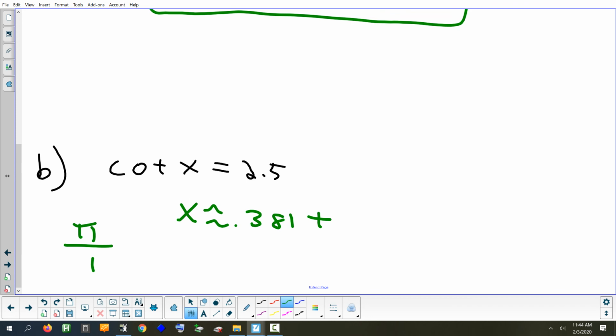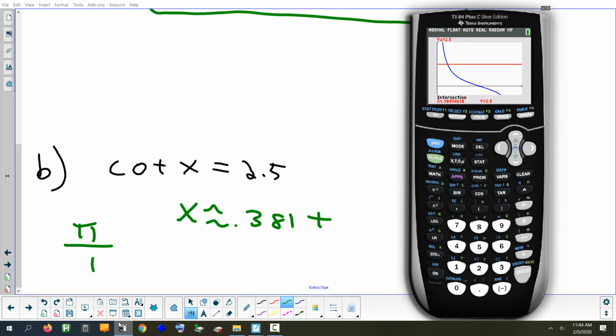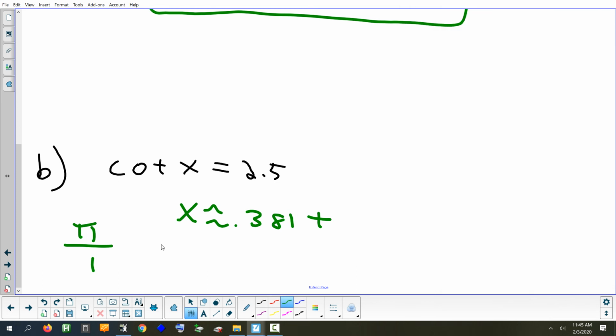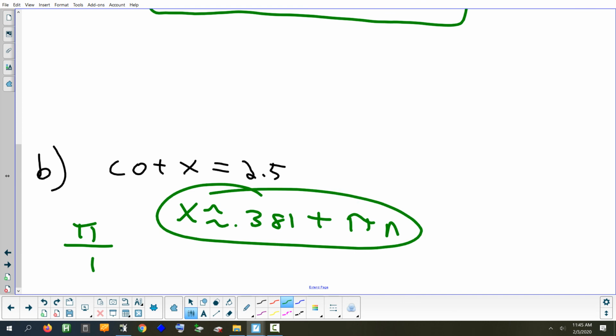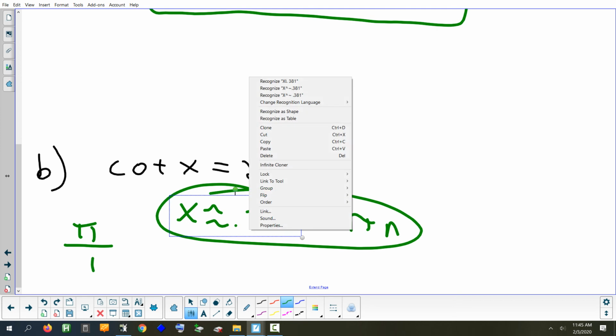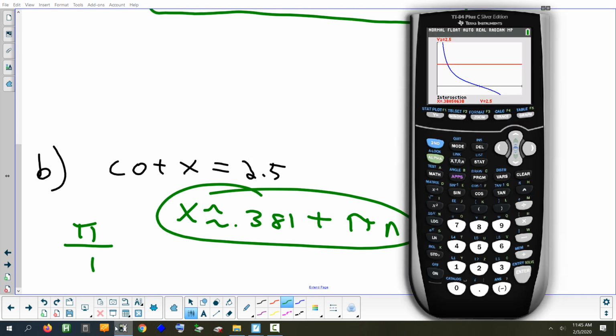Plus, what am I going to put on the end to show that that answer repeats forever in every direction? Plus, yep. Plus the period times n. In this case, the period is pi. So the next answer would be adding 3.14 to that. The next answer after that would be adding 2 copies of 3.14. And after that, 3 copies of 3.14. If you want to go prior to that answer, just subtract 3.14, and that'll bring you earlier. Any questions on that?